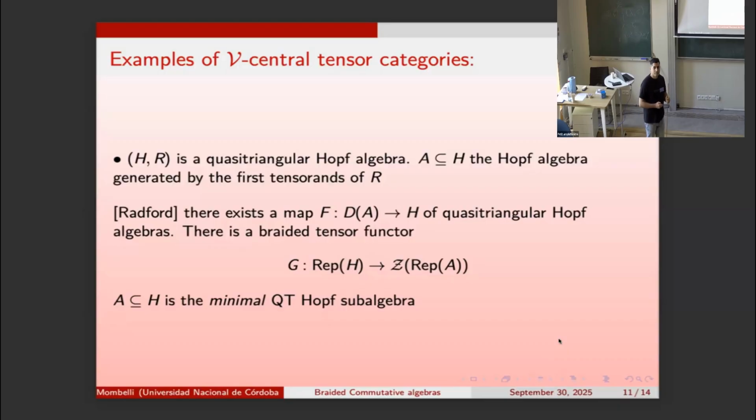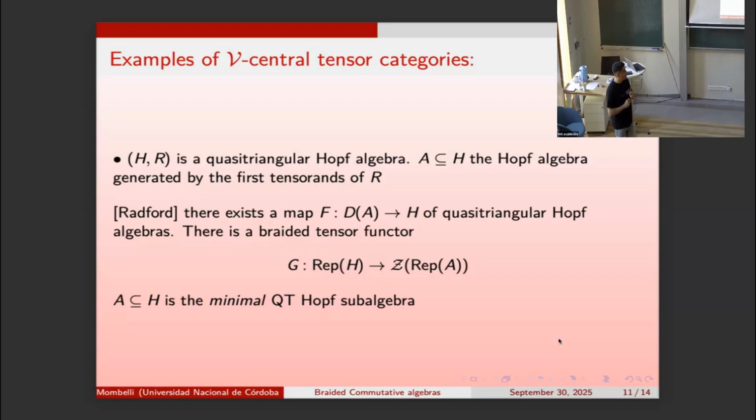A is not quasi-triangular though, right? Yes, it's quasi-triangular. A is quasi-triangular. So H is generated by what? What do you mean by the first tensor? Yes, this is one of the things that I'm saying wrong. It's not only generated by the first tensor, but it's a bit more complicated. So you don't use the second tensor component? Yes, you use the second. You use both, more or less, yes.